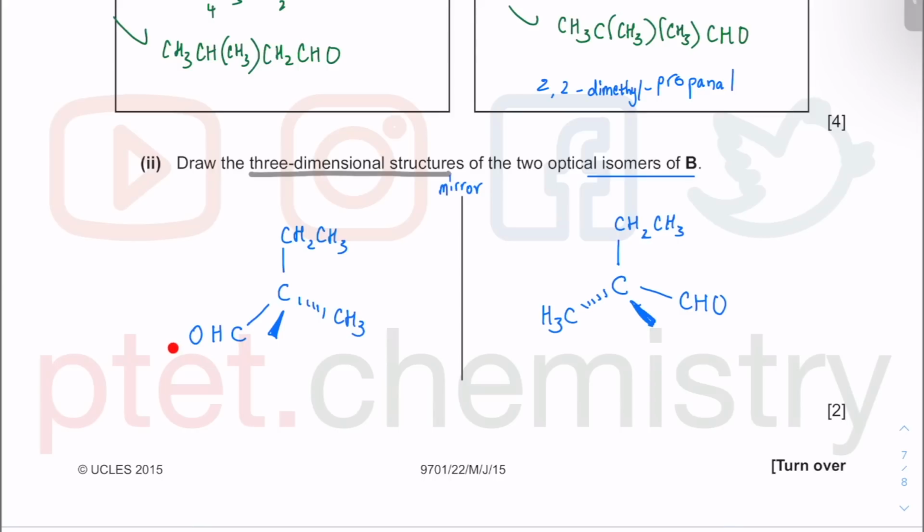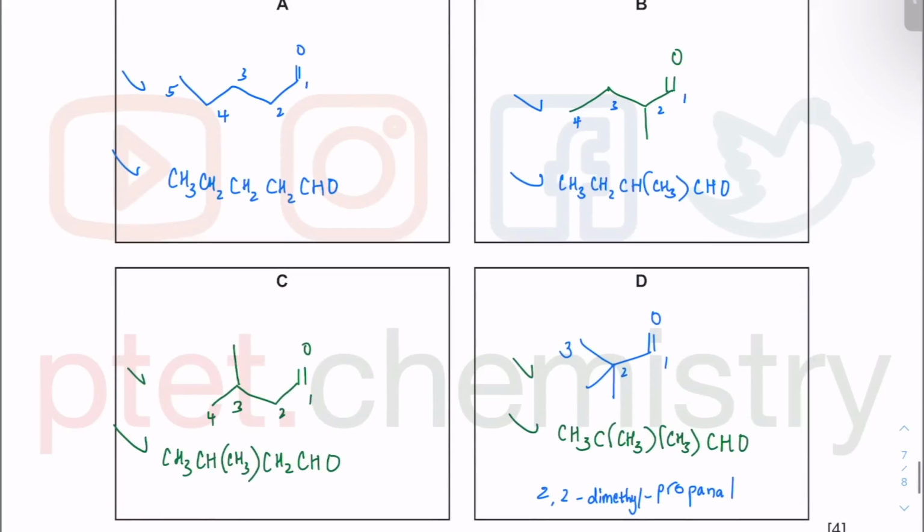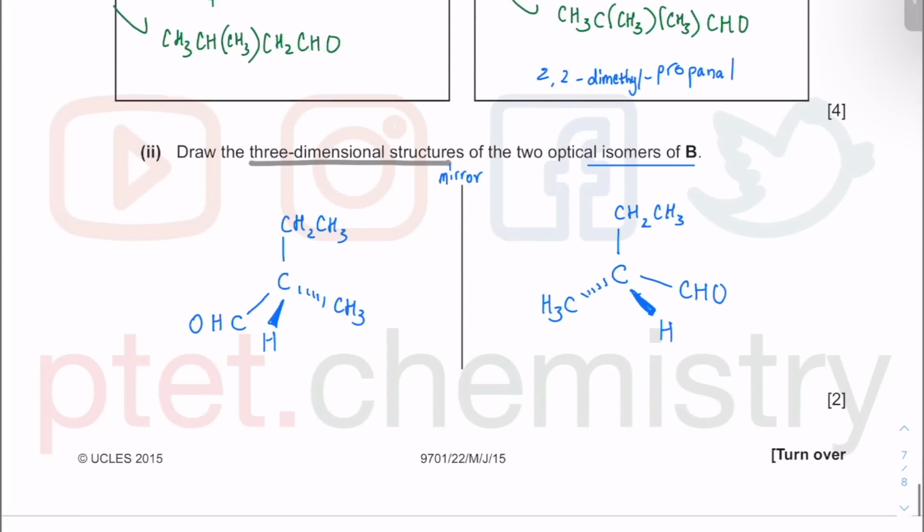CHO, aldehyde. You have one hydrogen on that carbon. That chiral carbon there has got one hydrogen, a CH3, a CH2CH3, and a CHO. This is your chiral carbon, with non-superimposable mirror images, a chiral carbon because the carbon is bonded to 4 different groups of atoms there. Okay, for that, 2 marks.